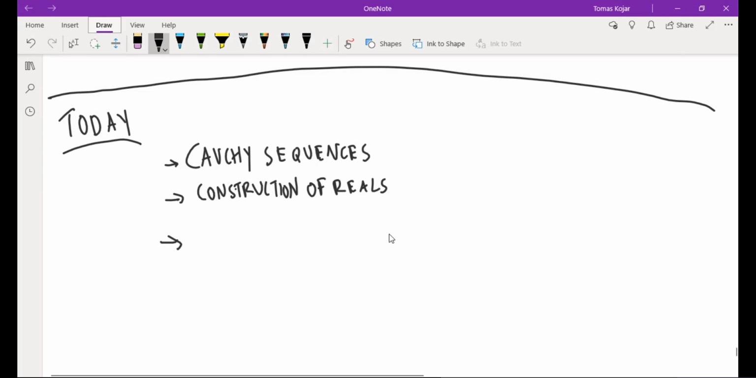Good. So yeah, Cauchy sequences, construction of reals. You can find this in the notes.